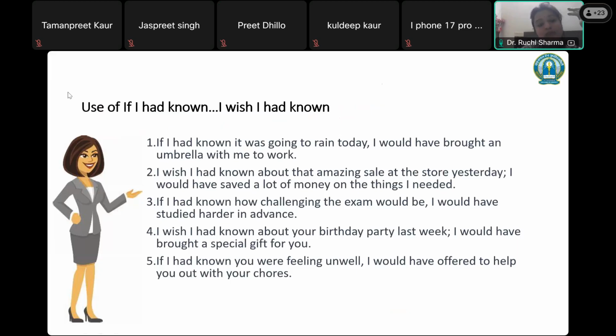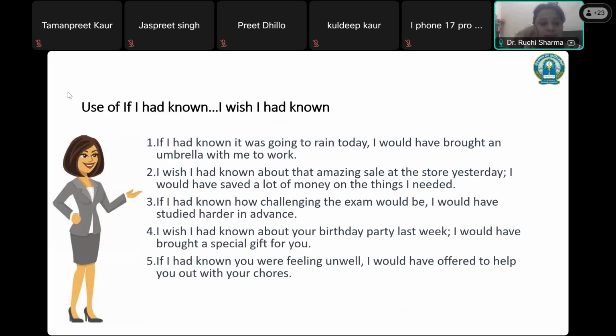Now it is also something wherein you showcase your regret. You are unable to do anything about this situation now. You can only think of how it could have helped you in the situation. Things would have been much better. So with the regret, you're also showcasing a wish that, I wish I had known about it. Okay, let's move further.